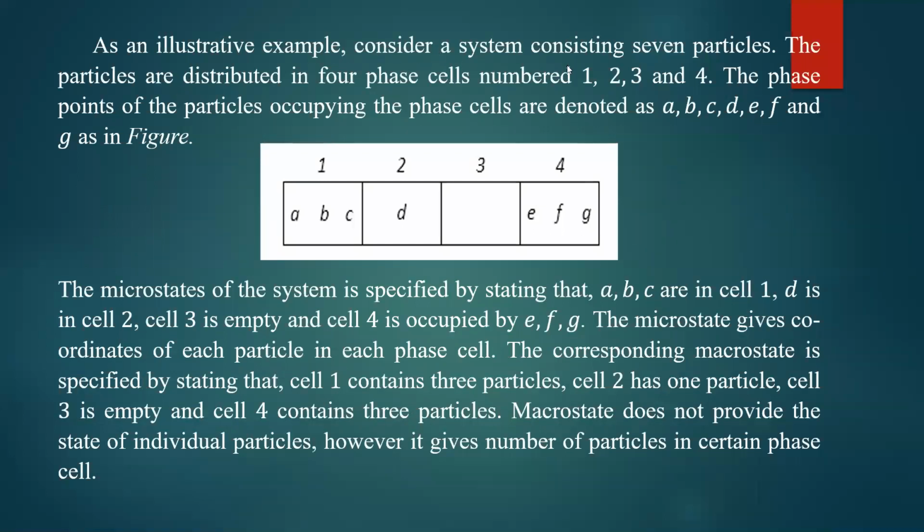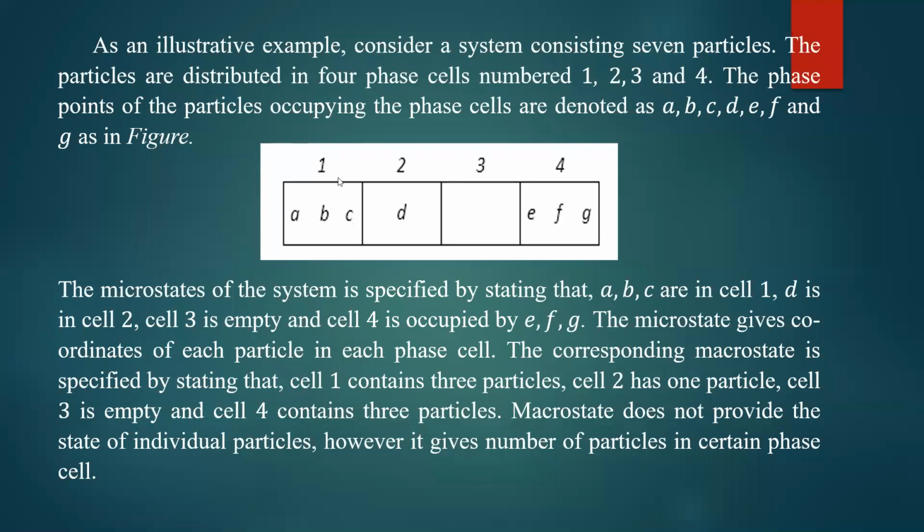As an illustrative example, consider a system consisting of 7 particles. The particles are distributed in 4 phase cells numbered 1, 2, 3, 4. 1, 2, 3 and 4 are the phase cells in a phase space. The phase points of the particles occupying the phase cells are denoted as A, B, C, D, E, F and G, as in the figure. So the 7 particles are named A, B, C, D, E, F, G.